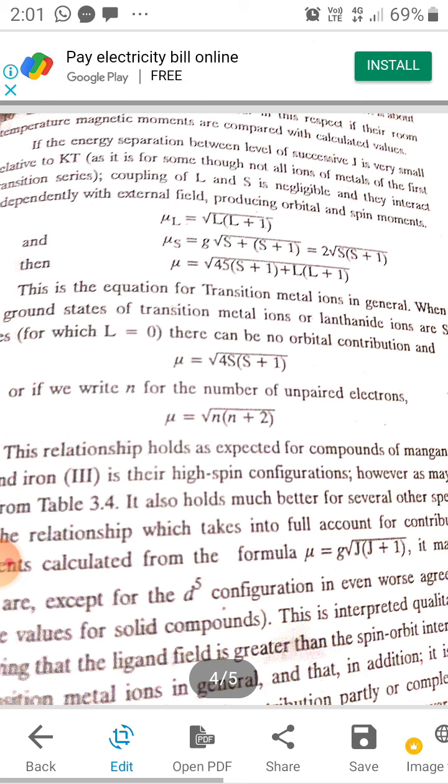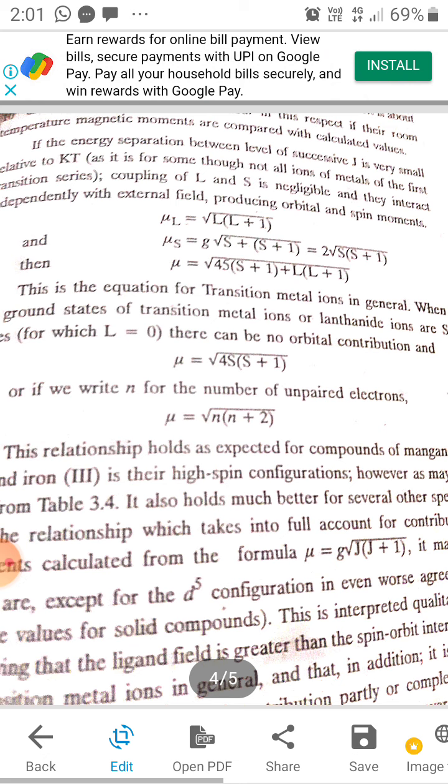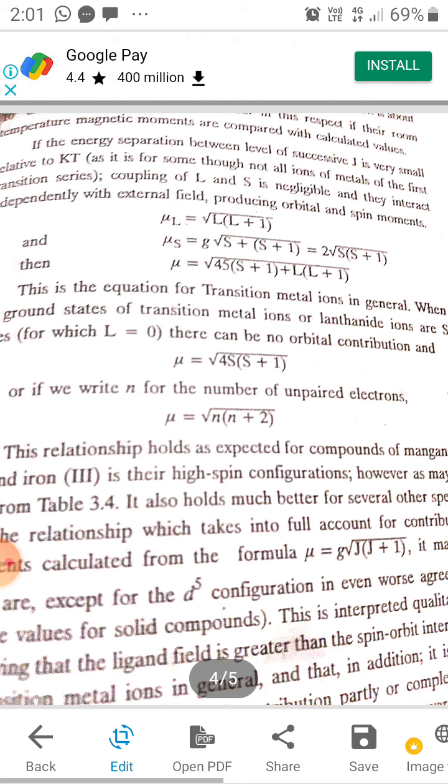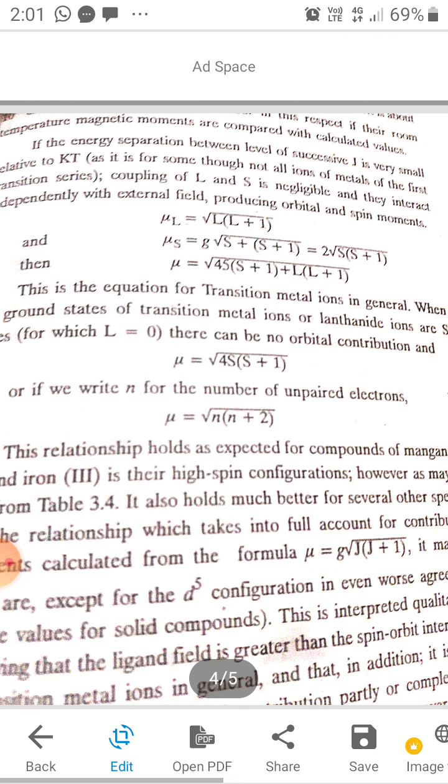Thus the equation for transition metal ions ultimately comes out to be mu is equal to under root 4S into S plus 1. If we write n for the number of unpaired electrons, the relationship holds, except for compounds of manganese, which has a variety of terms and has the formula of mu is equal to g under root J into J plus 1.